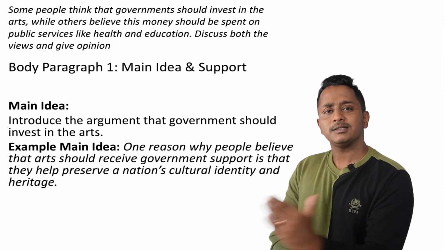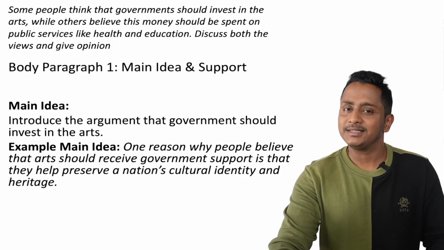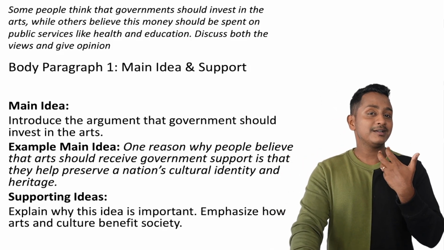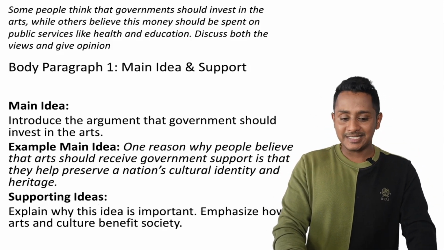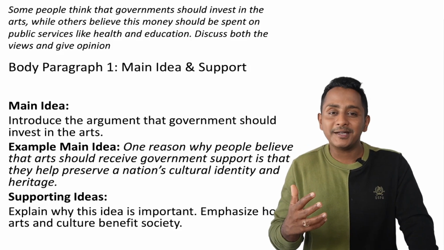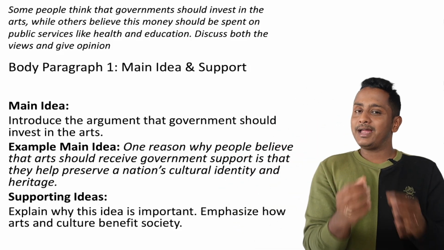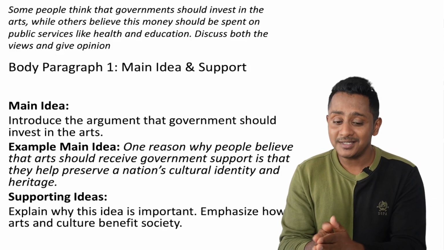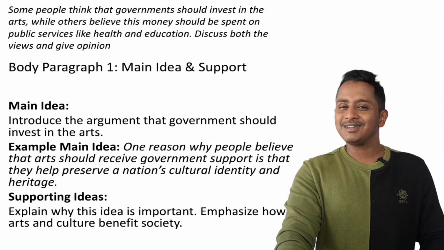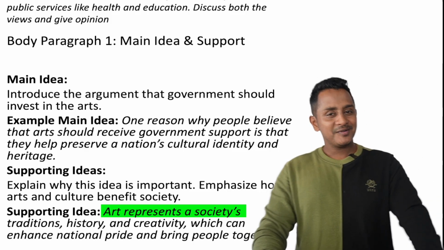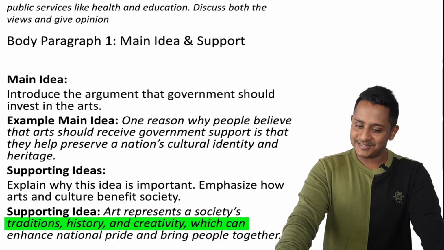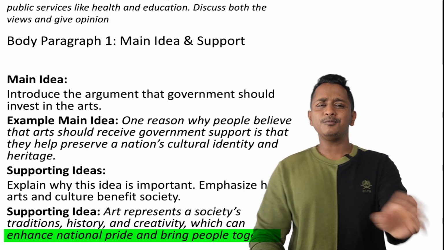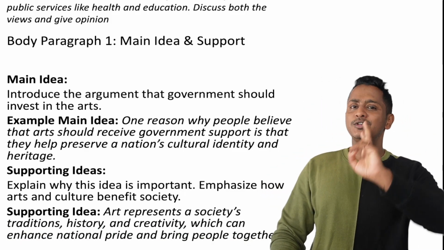Now I have to talk something more about it. I have to continue. That is my supporting idea. Explain why this idea is important. Why do you think it's so important? You have to talk further. This is very instrumental towards your coherence and cohesion score. Remember this. So now emphasize how arts and culture benefit society. Art represents a society's traditions, history and creativity, which can enhance national pride and bring people together. You can put it the way you want, but I want an expansion of the main idea.